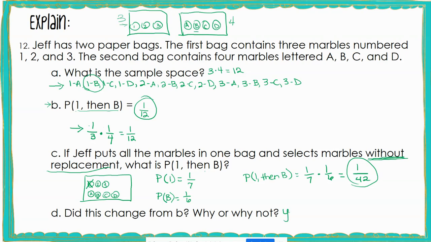So yes, this changed. And the reason for this change is because in part B, this was an independent event. Because when I chose 1 from this bag, it had no effect on me choosing B from this bag. But in this one, when I took 1 away and did not put it back, this made my next outcome different. Instead of having 7 total outcomes, there were only 6. So this changed partly because they're all in one bag, but also because it went from an independent event to a dependent event.